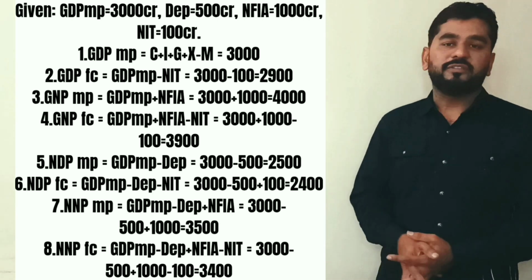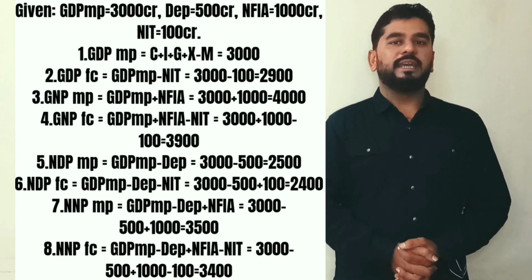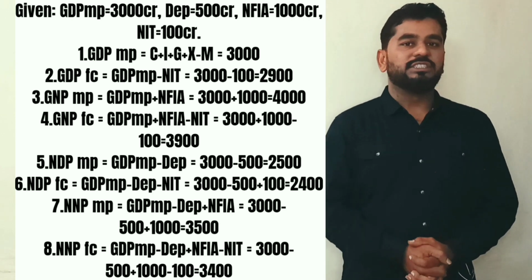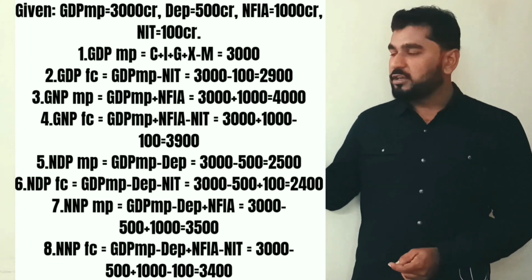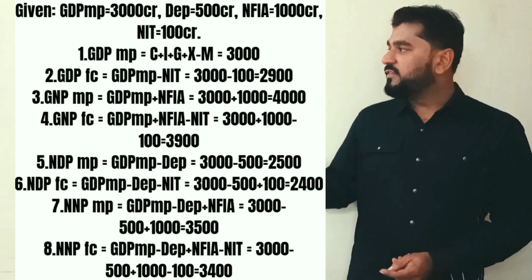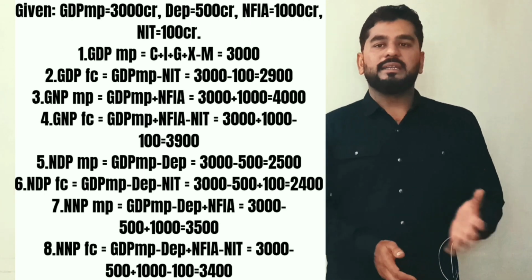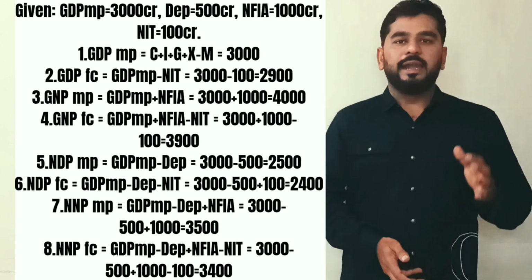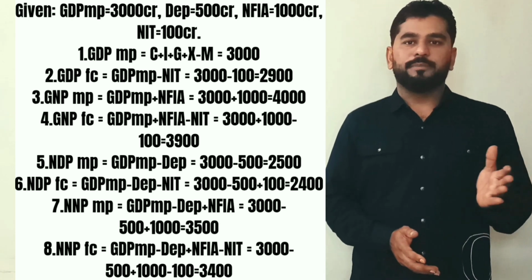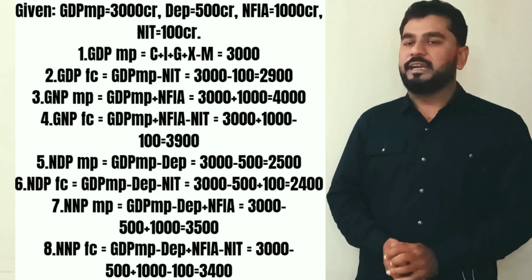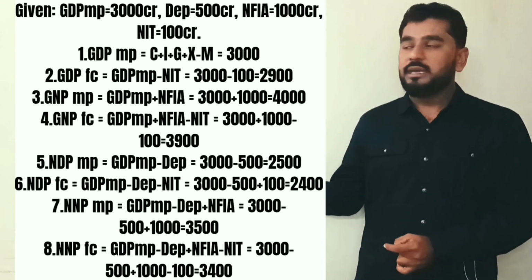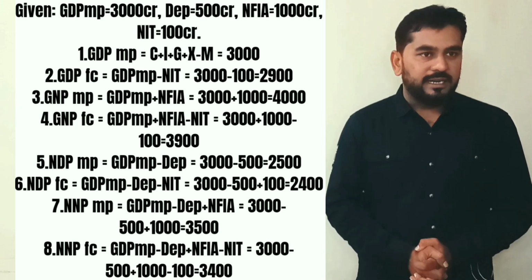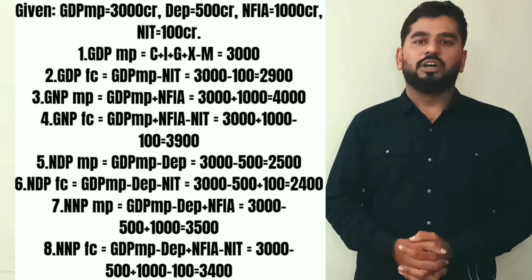Now let us go for the fifth aggregate of national income accounting, that is NDP-MP. To know about NDP-MP, the formula is GDP-MP minus depreciation. It is already appearing on the screen. We know the value of GDP-MP is 3000. Minus depreciation, given in the question, 500, you get the answer 2500. Next is NDP-FC, net domestic product at factor cost. The formula to find NDP-FC is GDP-MP minus depreciation minus NIT. So 3000 minus 500 minus 100, we get the answer 2400.